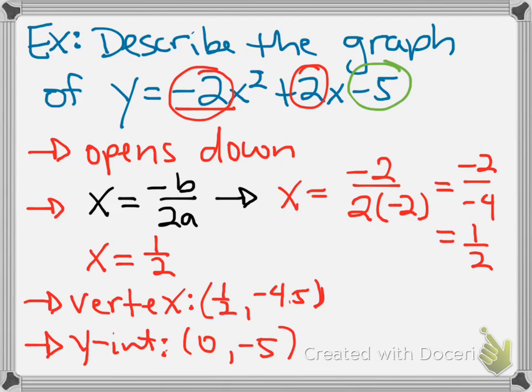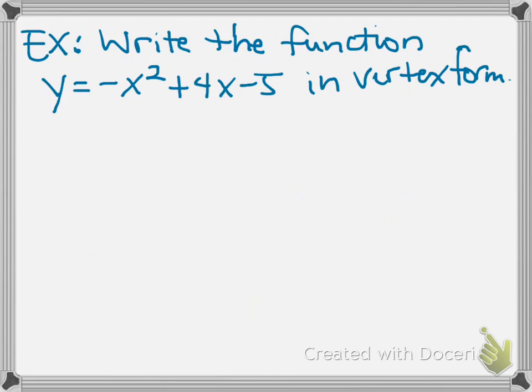So now we have completely described the graph of our quadratic function. We've gotten a bunch of information from it without even having to graph it. So let's do one more example. This one says that we want to write the function y equals -x squared plus 4x minus 5 in vertex form.